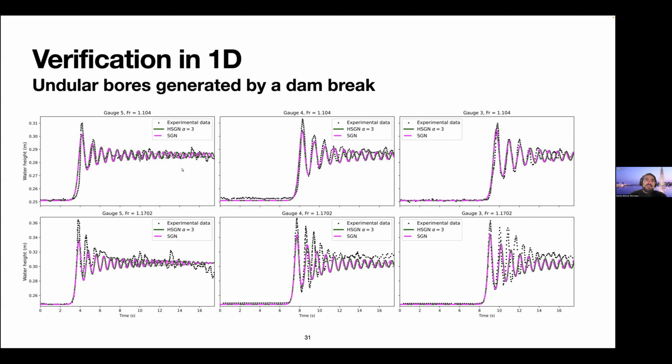Here the green line is hyperbolic SGN, and for reference, I'm plotting SGN also in a magenta line. You can see that the agreement with experimental data is fairly good, and more importantly, I think the match with SGN is also really good. The lines are on top of each other, at least for the leading waves, even though we are taking a very small relaxation parameter. Again, here, for each shallow water step that we take, we are taking 3 steps of this hyperbolic SGN.